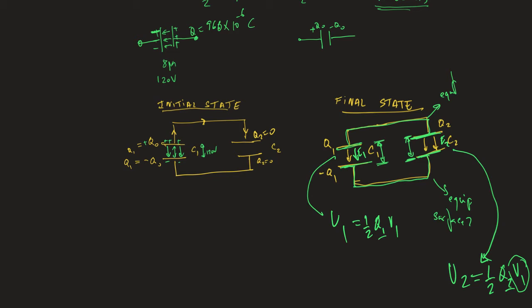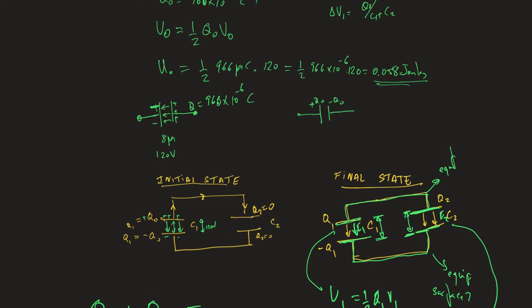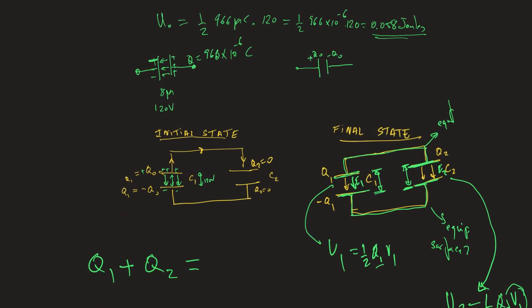So what I have to find is what is V1, what is Q1, what is Q2. A redistribution happens, but the charge will not disappear. The charge is a thing that is conserved. So the total charge that will appear here will be equal to the initial charge. The initial charge was 960 by 10 to the minus 6 coulomb. So this is the first relation that we have.